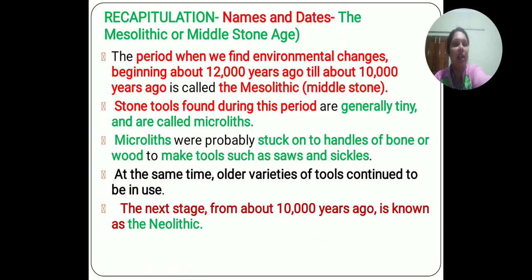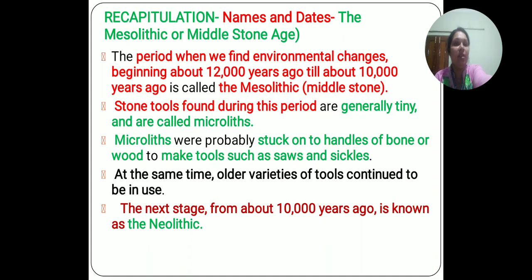At the time of the early Paleolithic stage or the Old Stone Age, the stone tools were very huge, very big in size. But when the people came to the Middle Stone Age, they made the weapons or tools very tiny, very small. They were making the tools, and they were known as microliths.